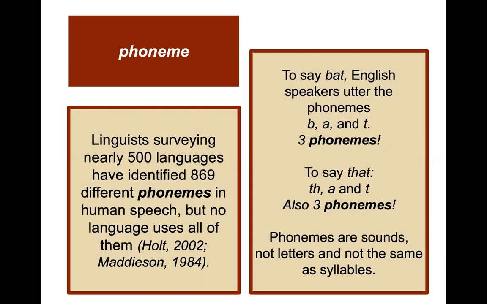To say that, we also utilize 3 phonemes, even though there are 4 letters. So th, a, t. Phonemes are sounds, not letters, and they're not the same thing as syllables. So that's something to really get clear in your mind, that phonemes are not the same as letters or syllables. They are the individual spoken units of sound in our English language and other languages.